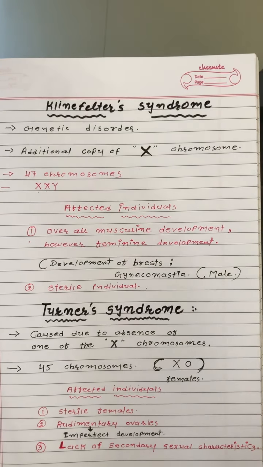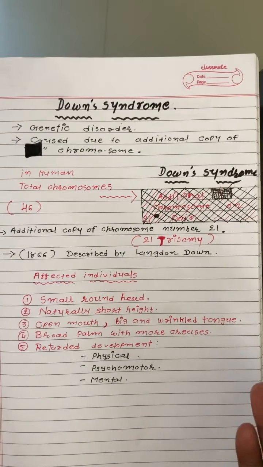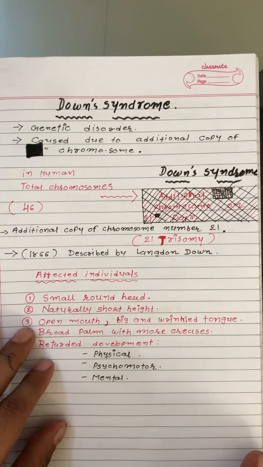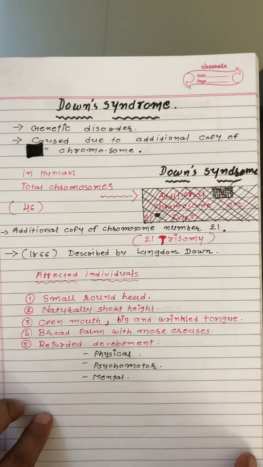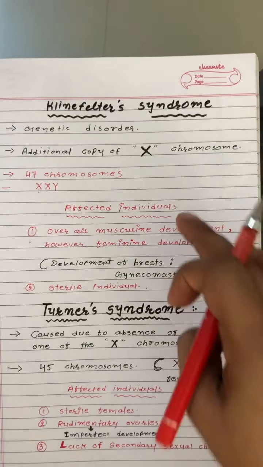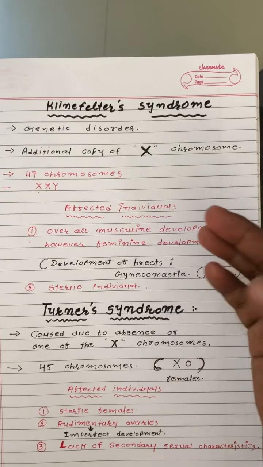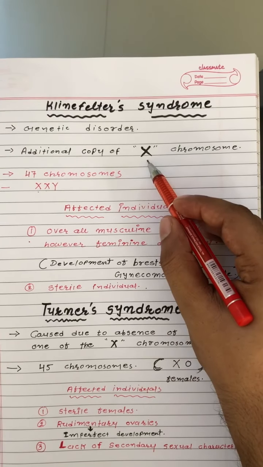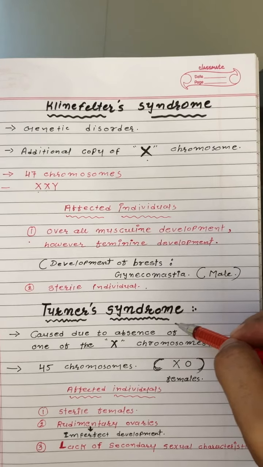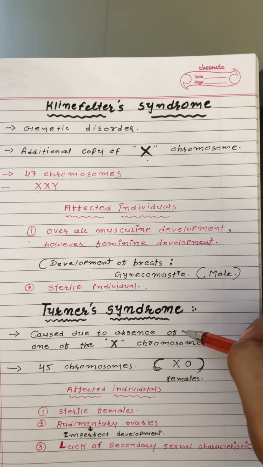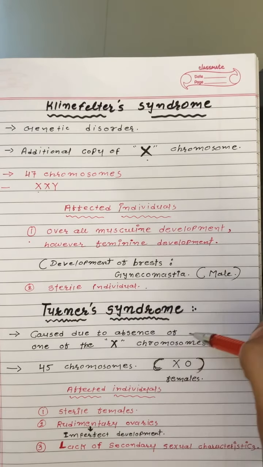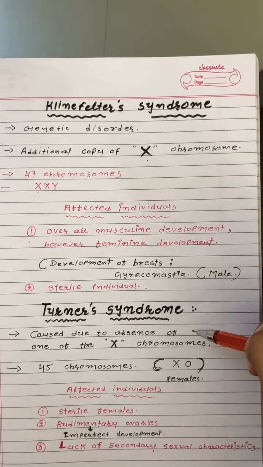So these are all very good examples of chromosomal disorder. Looking at number 1, that is Down syndrome, 21 trisomy. Number 2, Klinefelter syndrome, addition of one extra chromosome, and number 3, Turner syndrome, losing one X chromosome. Is that clear? Thank you.